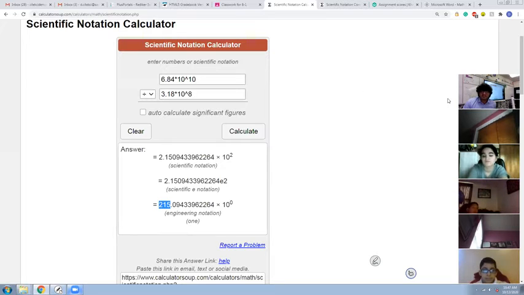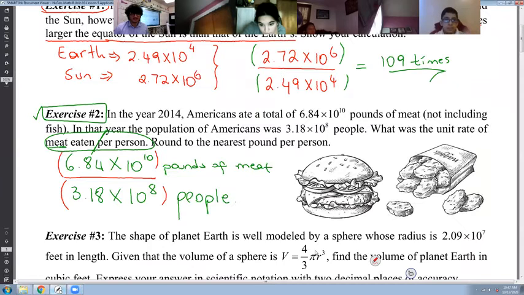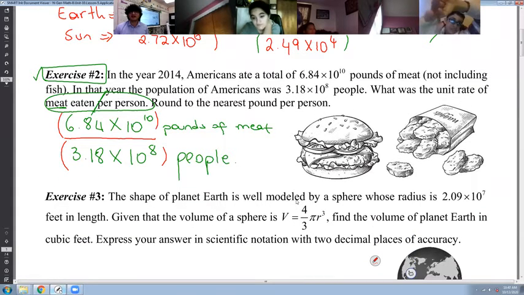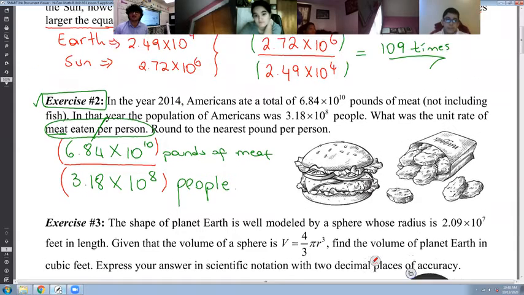So the population, of course, increased in these 6 years, and that means that more meat is eaten in 2020. All right. So that's a huge number. I'm a little bit shocked. Okay. Guys, do you have any questions so far? Any questions so far? Okay.